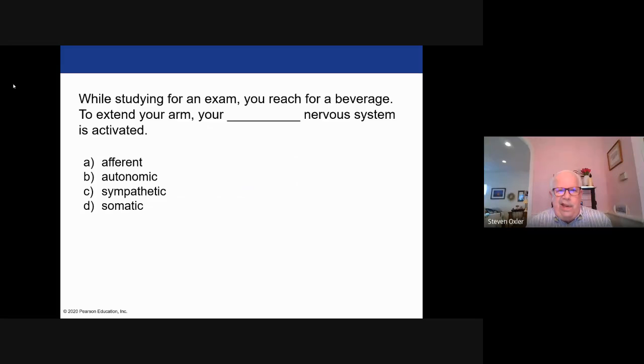While studying for an exam, you reach for a beverage. To extend your arm, your blank nervous system is activated. D, somatic. It's a motor system and it involves muscles. If there's any questions about this, stop me and we'll explain it. But that's the explanation for that answer.